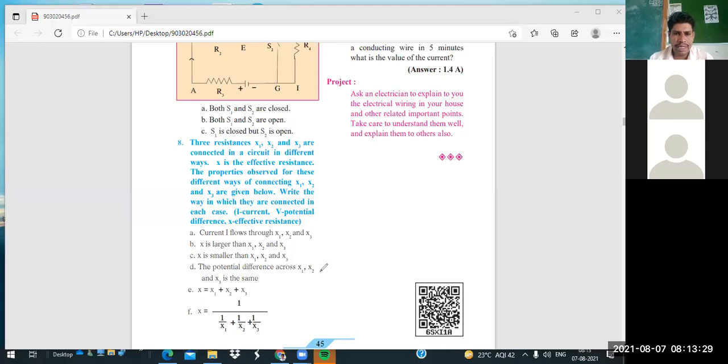Okay, now the potential difference across X1, X2 and X3 is the same. What will be the condition here when they are the same? Potential difference across them is the same. Tell me. It is in parallel combination. Very good. When all three are in parallel combination like this, then only it's possible that the potential difference will be the same across them. Okay, getting it? Or any problem here? When they are connected like this, see the diagram here.